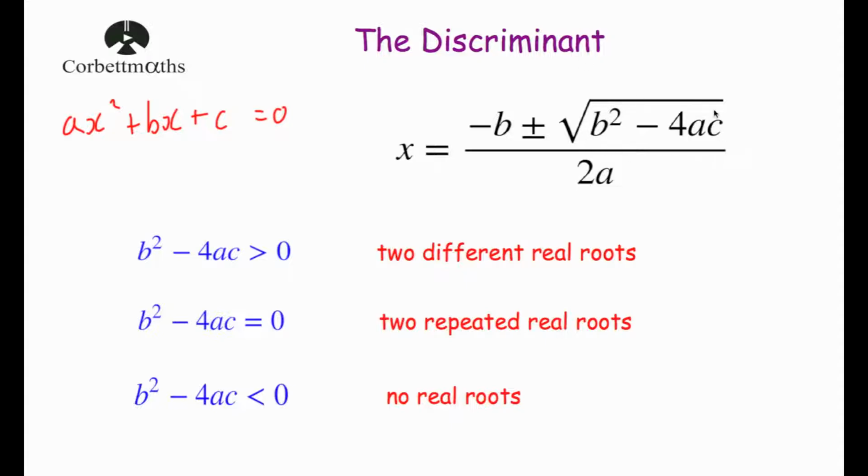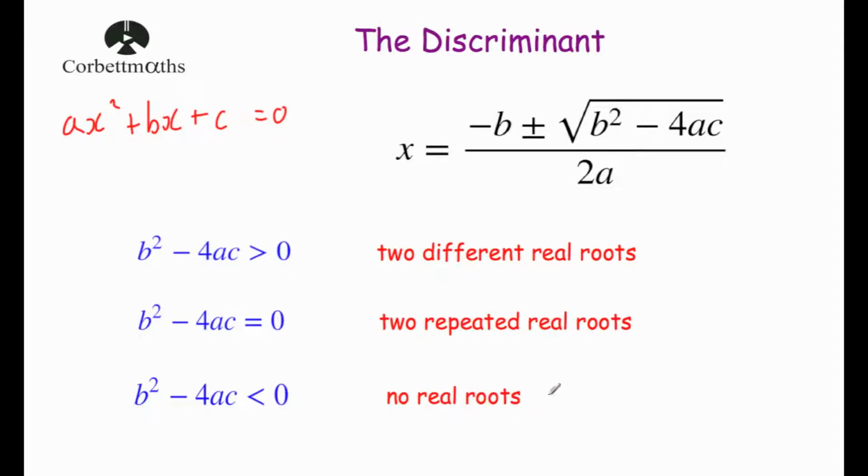And depending on the value of it, it will tell you the number of roots of your quadratic equation. If b squared minus 4ac is bigger than 0, you'll have two different real roots. If it is equal to 0, you'll have the same answer twice, so two repeated real roots. And if it is negative, you'll have no real roots.